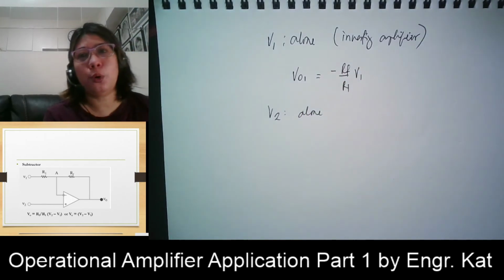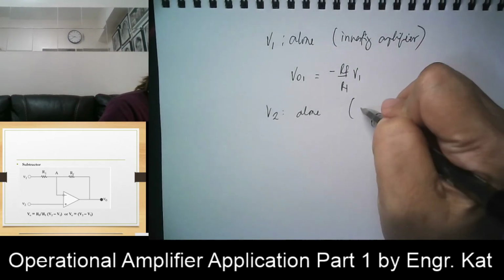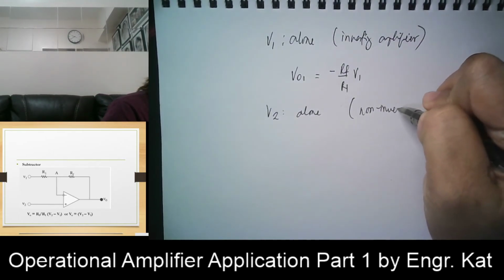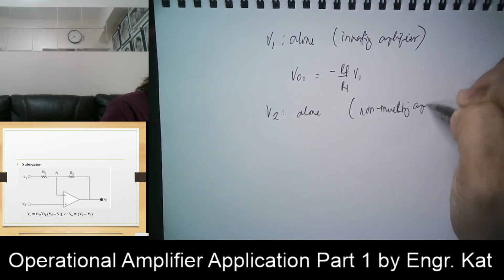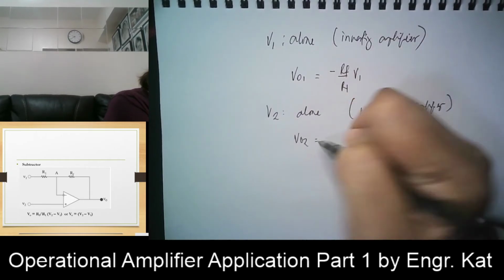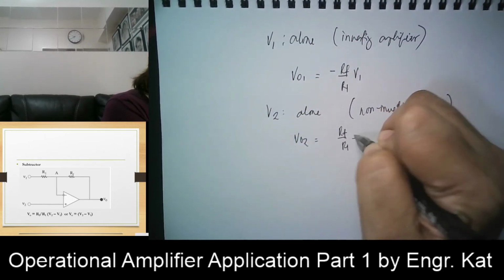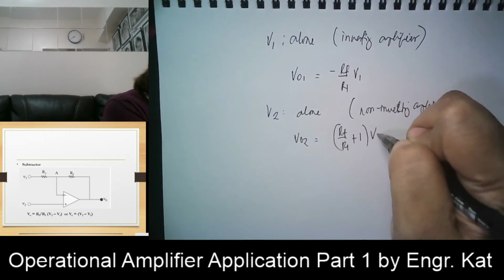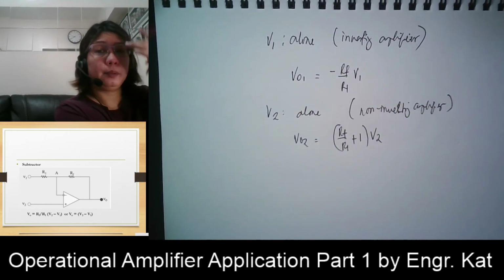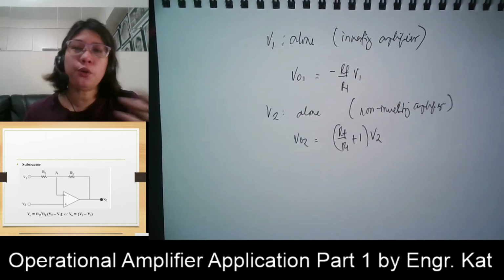That means we are going to ground your V1. If we ground your V1, it is just like working as a non-inverting amplifier. Let us call this VO2, and that will give you RF all over R1 plus 1, multiplied by V2. For the superposition theorem, upon getting the individual answers, we are going to combine them.